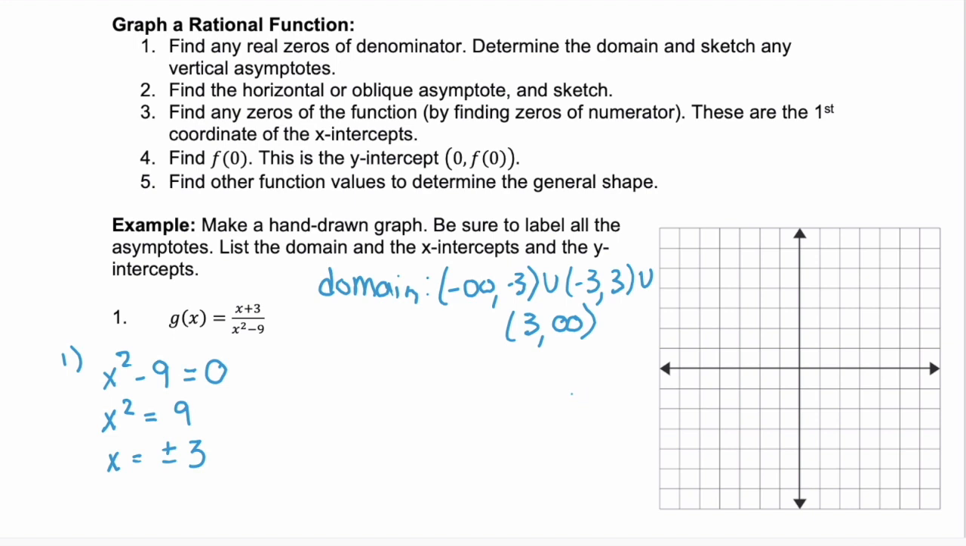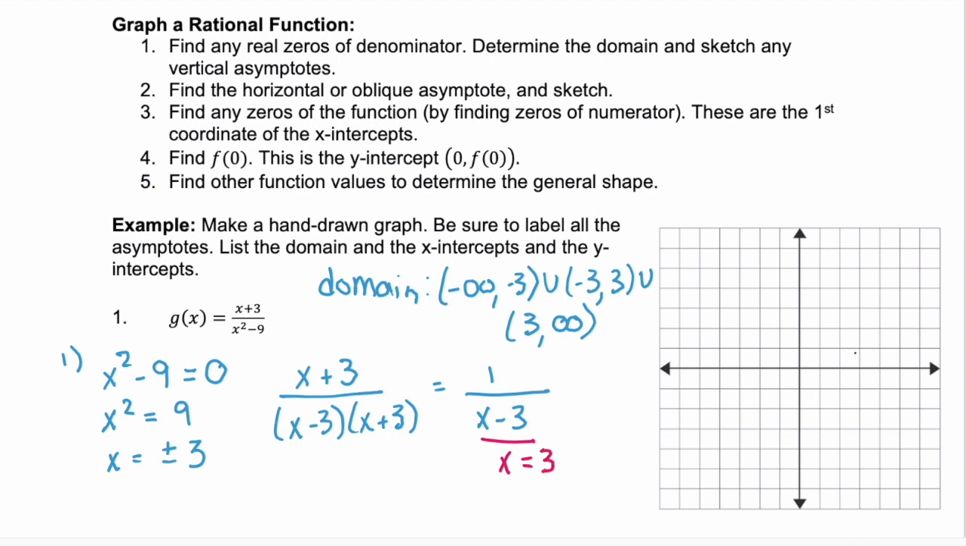Now we can sketch our vertical asymptotes. Remember your vertical asymptote? You're going to take your numerator and factor your denominator. You're going to simplify, and your vertical asymptote is going to be wherever you have a 0. So x equals 3. I'm going to draw my asymptote in a dotted line here at x equals 3. So this is x equals 3, and that is our only vertical asymptote.